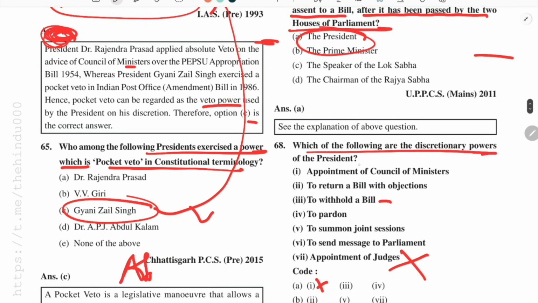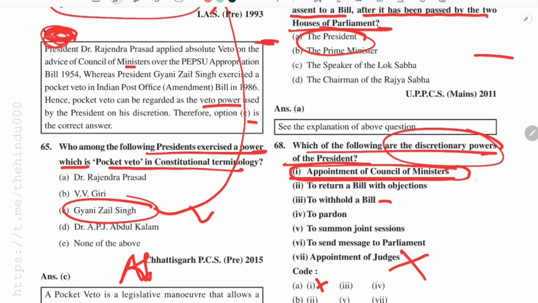Which among the following are the discretionary powers of the president? Though there are very few discretionary powers for the president in comparison to the governor, there are situations when the president uses discretion. In the appointment of the council of ministers, there is no discretion, because it is the prime minister who suggests to the president whom he wants to make ministers. So that is incorrect.